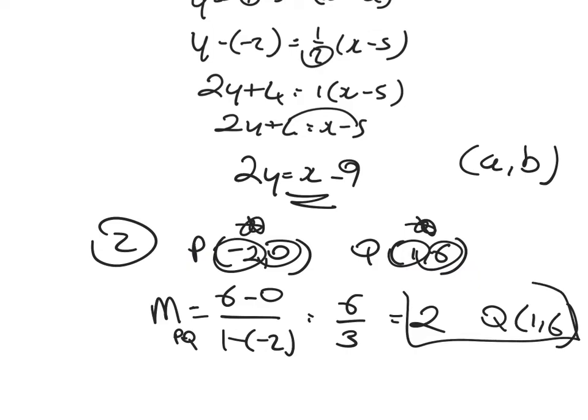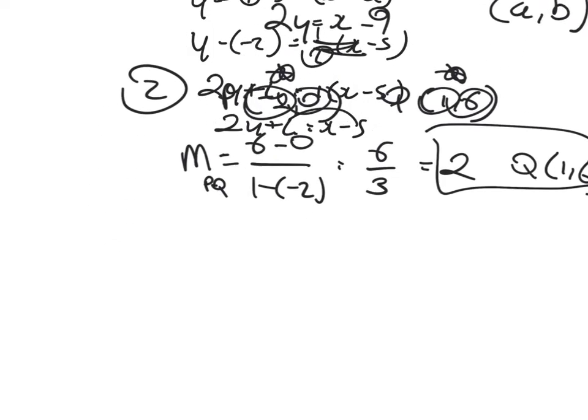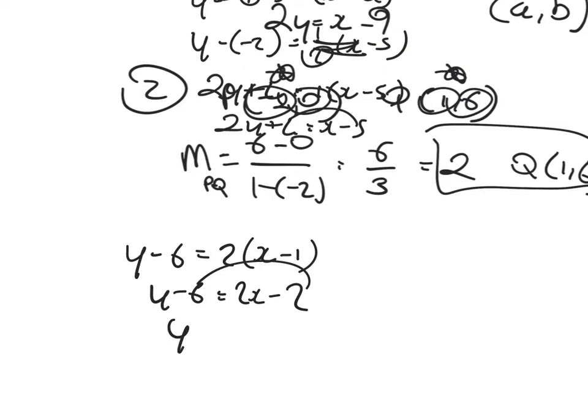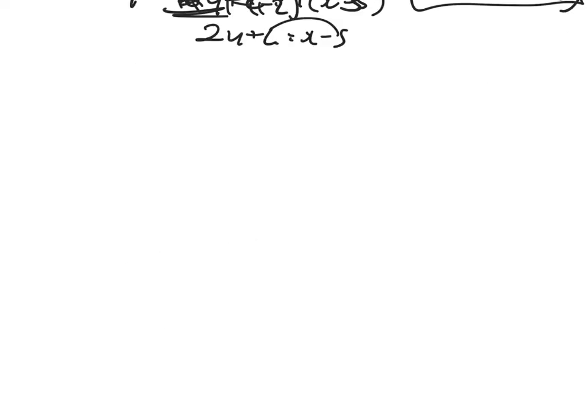And then sub that into y minus b equals m bracket x minus a. So that will be y minus 6 equals 2 bracket x minus 1. y minus 6 equals 2x minus 2. Bring that across, change its sign, and that will be y equals 2x plus 4.